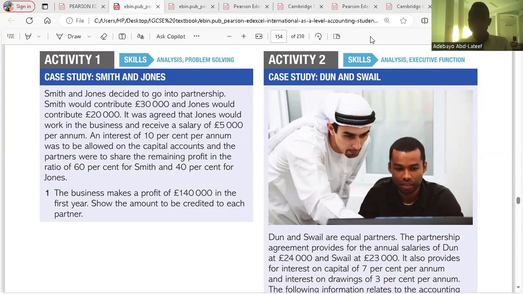So as soon as we have our profit for the year, in our profit appropriation account, what we do is this: we prepare the profit for the year, less interest on capital. We add interest on drawings, and we less salary from it to get our residual profit. And that is what partners will share. So how do we prepare it? We have an activity here.